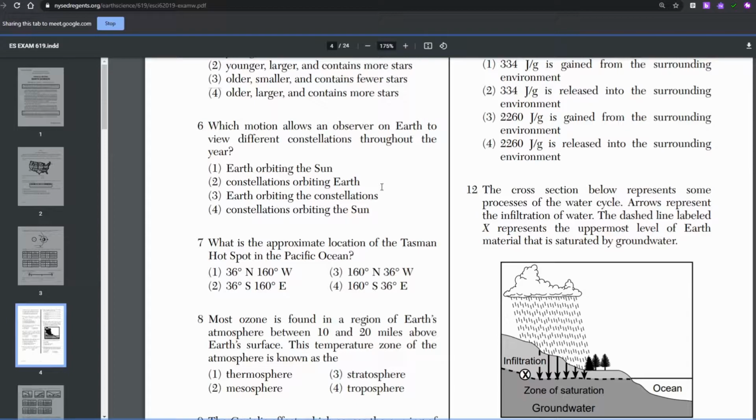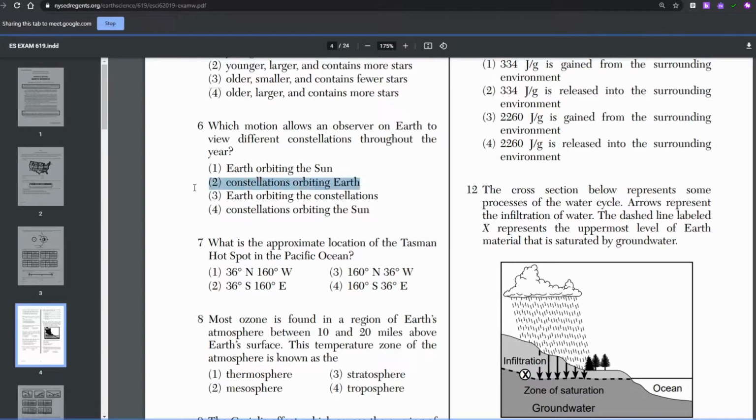6. Which motion allows an observer on Earth to view different constellations throughout the year? Why don't you take a moment and drop it in the chat? What do you think the answer is? Which motion would allow an observer on Earth to view different constellations throughout the year? Here's the link for those of you guys that just joined late. Garentia says 1. Any other possibilities?